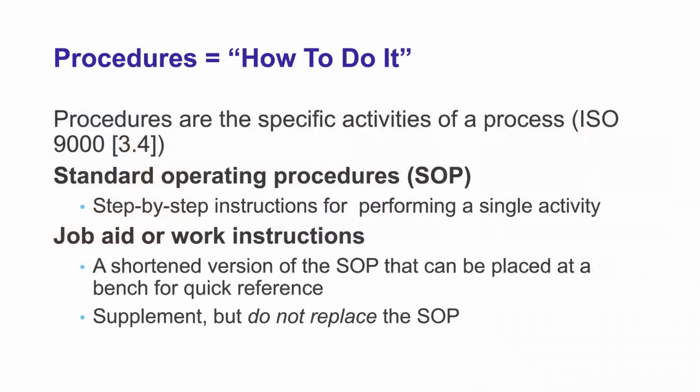So procedures are essentially how we do it. So there are specific activities of a process, and the typical procedure in the laboratory is known as an SOP, or a standard operating procedure. And these are step-by-step instructions for performing a single activity. Abbreviated forms of SOPs are known as job aids or work instructions, and these can be placed at the bench for quick reference, and they are meant to supplement but do not replace an SOP.